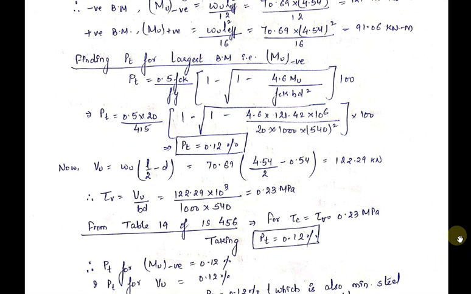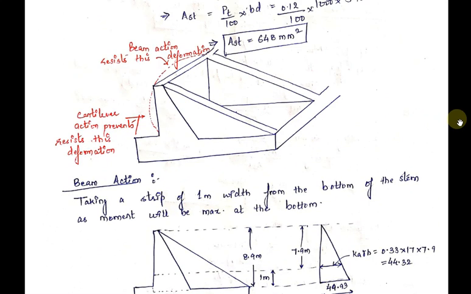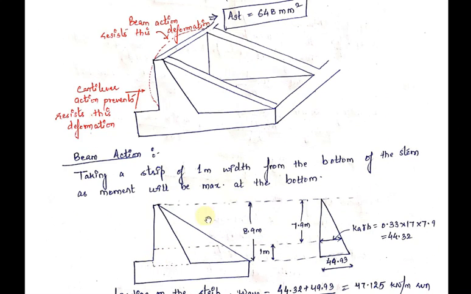Now let's come to the calculations further. Therefore ultimate loading will be equal to 1.5 W average, that is 70.69 kilonewton per meter. Now we considered a strip at the base of the stem. Now the strip is fixed at both ends, and we know that whenever a beam is fixed at both ends, maximum negative bending moments are at the fixed ends, while the maximum positive bending moment is at the center of the beam.